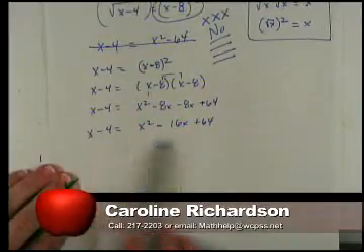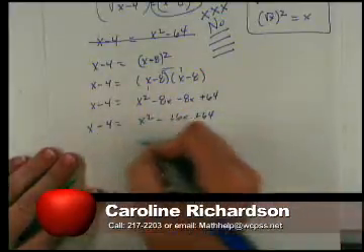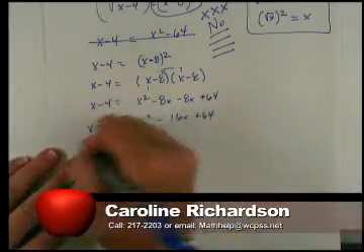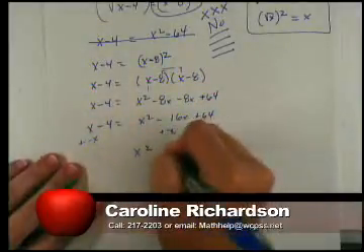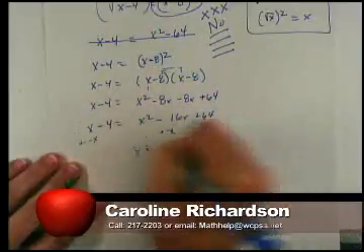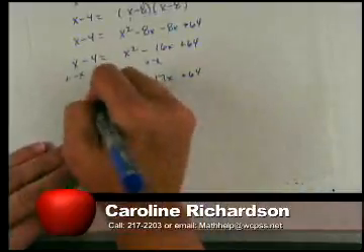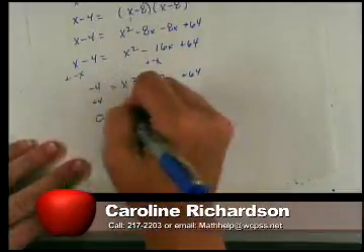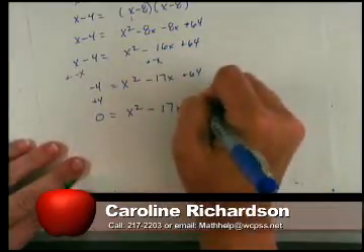To do that, we're going to have to set everything equal to 0 and put it in the correct form. All right, so let's subtract x from both sides, or add a negative x to both sides. That leaves us with x squared minus 17x plus 64 equals negative 4. Now we're going to add 4 to both sides. So we're left with 0 equals x squared minus 17x plus 68.